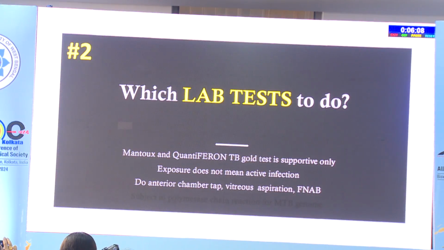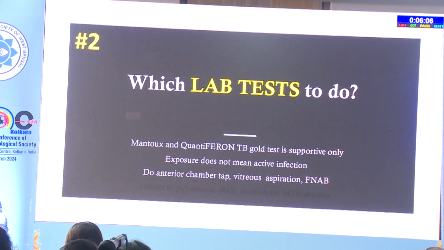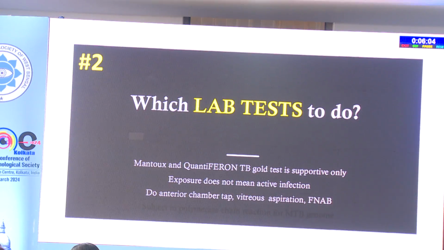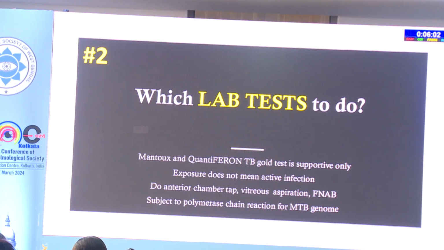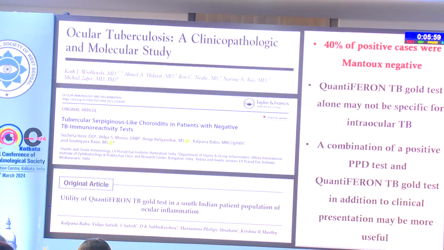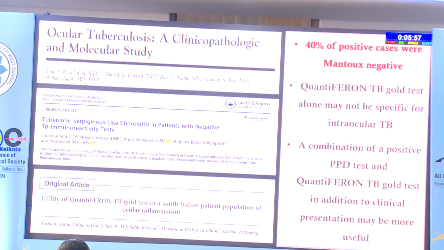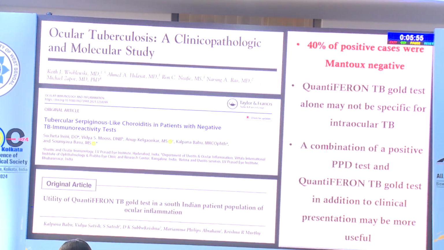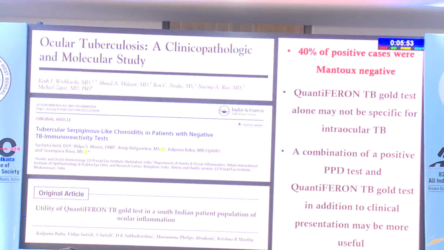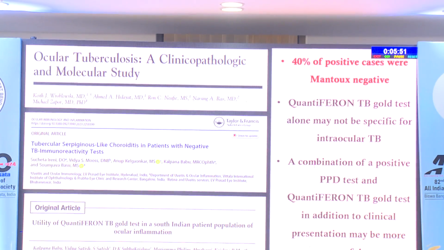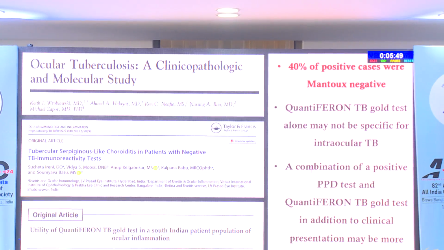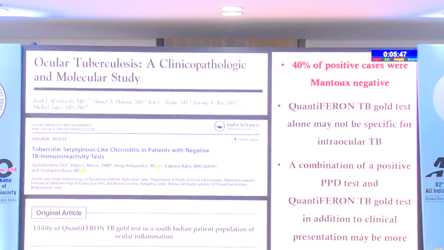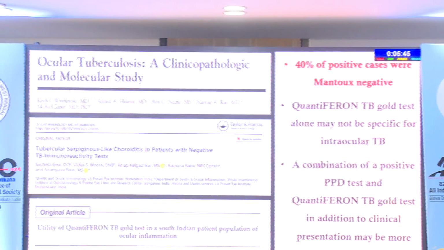Do anterior chamber tap, vitreous aspiration, or FNAB when everything is negative or you are in doubt, and subject it to polymerase chain reaction for the MTB genome. And I like to look at this slide. 40% of the positive cases were Mantoux negative. In an AFIP study, proven tuberculosis was found to be 40% Mantoux negative. So don't depend on the Mantoux being negative.